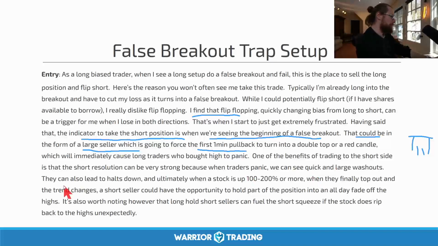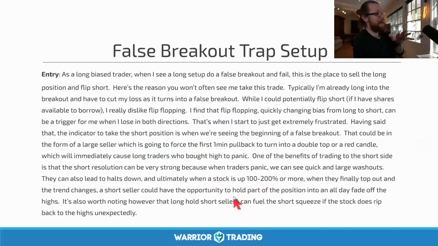So this false breakout into panic sell-off can also lead into a halt down. And that only fuels more panic, because then they often gap lower and keep selling because people are just freaking out. Ultimately, when we see a stock up 100, 200% or more, and they finally top out and the trend changes, a short seller could have the opportunity to hold part of that position for what could be sort of an all-day fade, where the stock just keeps going lower and lower and lower.